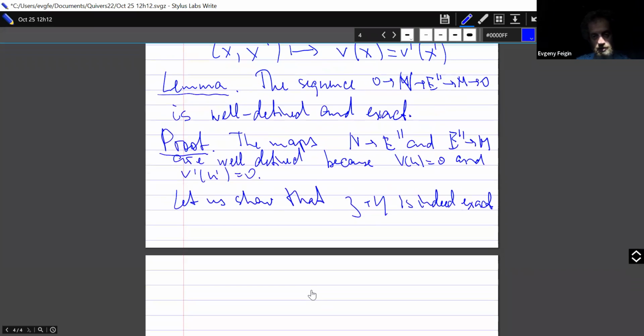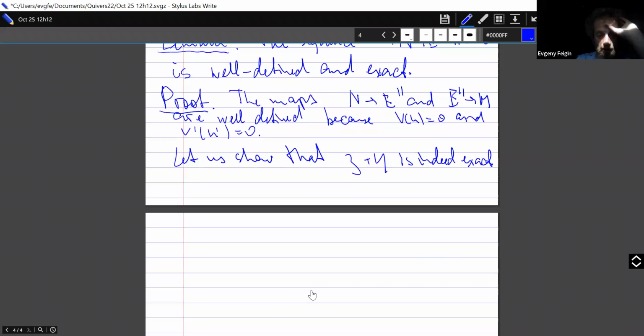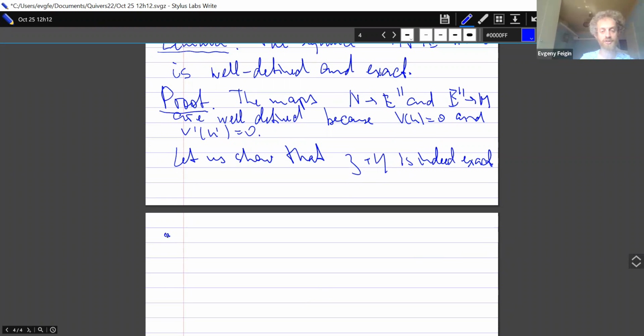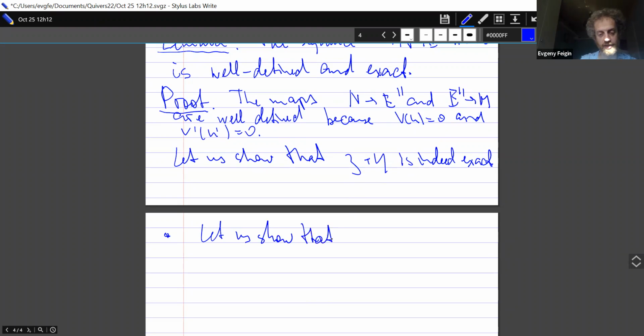So what do we have to check? So first of all, let us show that the kernel of the map n to E double prime is 0. So can you tell me why?